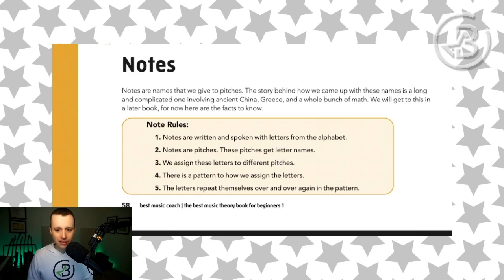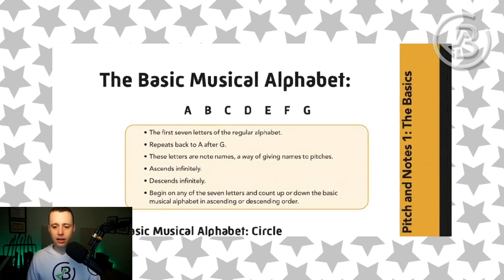Now, we assign these letters to different pitches, right? Some pitches we're going to call A, some pitches we're going to call B, some pitches we call C, some pitches we call D, some pitches we're going to call E, some pitches we're going to call F, and some pitches we're going to call G. Now, there is a pattern to how we assign the letters, and the letters repeat themselves over and over again in the pattern. Let's take a look at this pattern in what is called the basic musical alphabet.